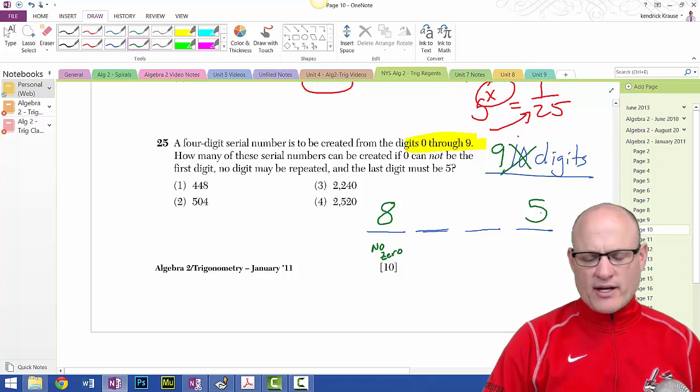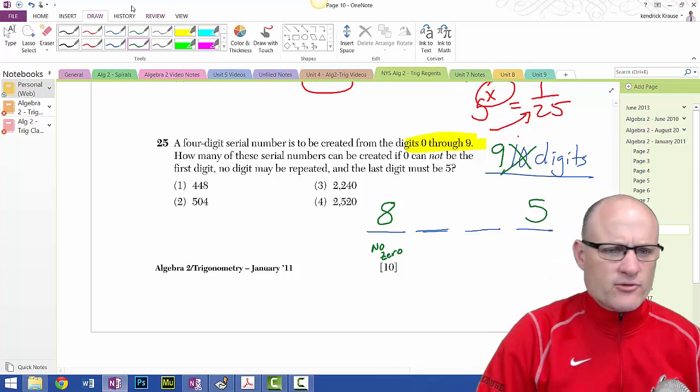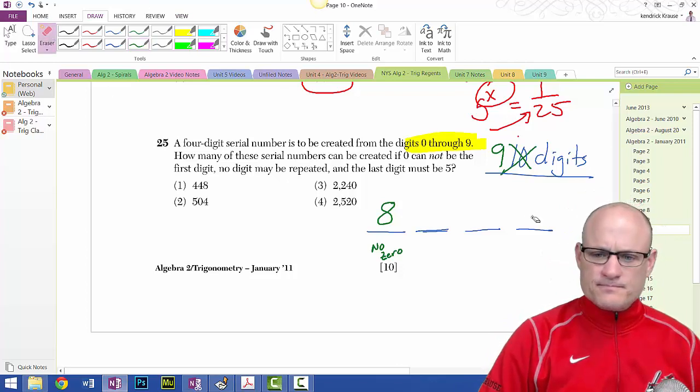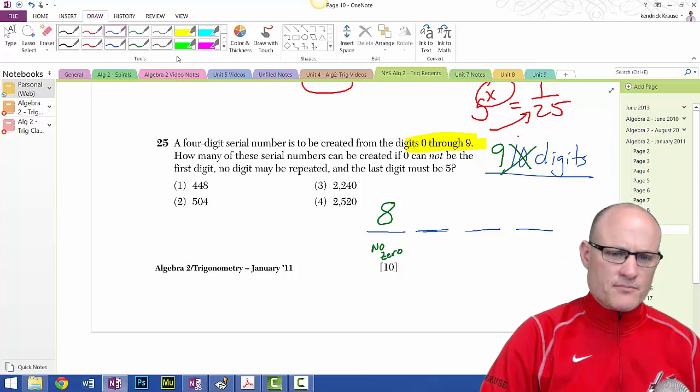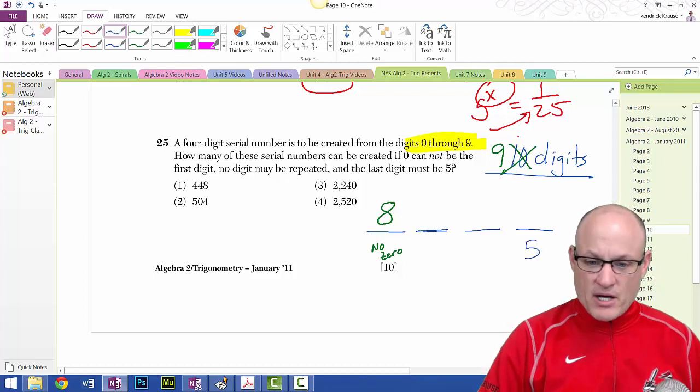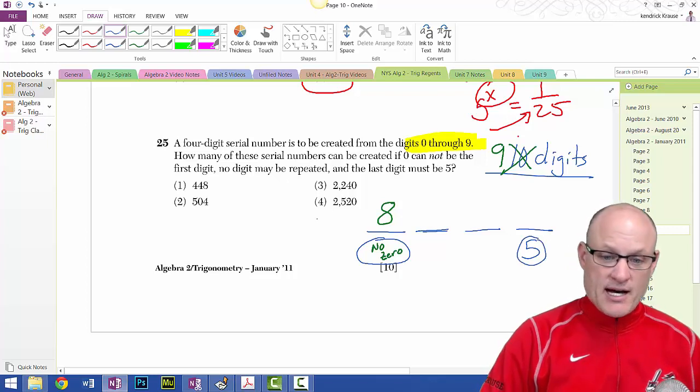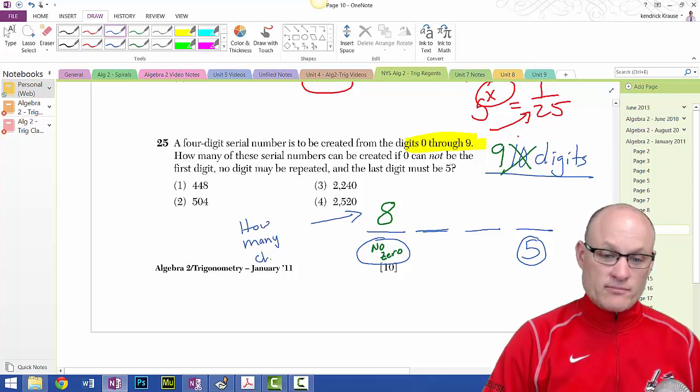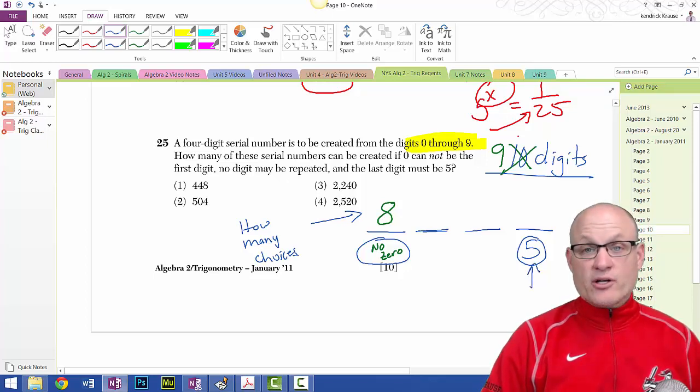Now, wait a second though. I just screwed you up. Let me start that over again. I forgot, the 5 must go here. That's why I put this underneath here. On top, what you're going to put is how many choices you have. If a 5 goes here, how many choices do I have? I only have 1 choice. Don't put a 5 up on top. You only have 1 choice in this spot.